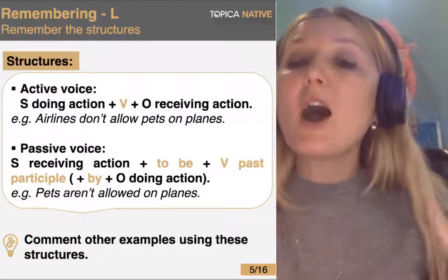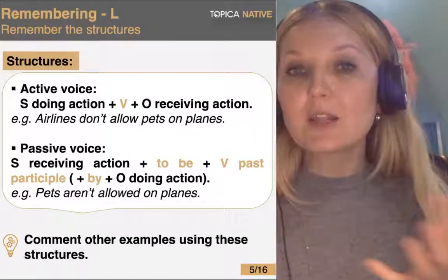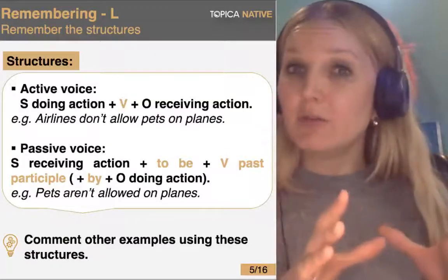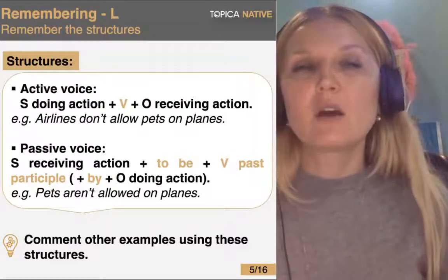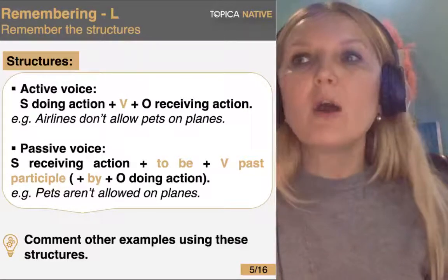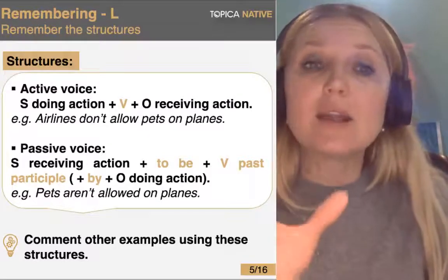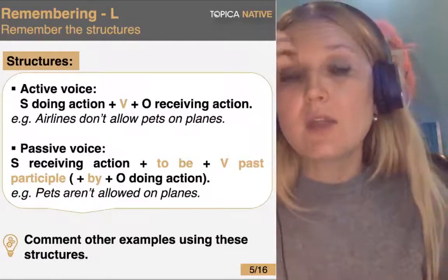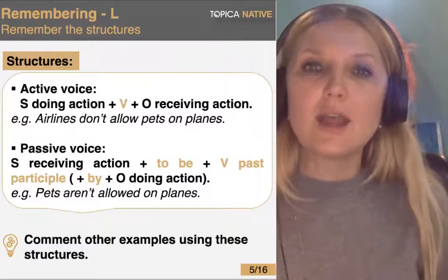Now please think of other examples using these structures, right? For example, I bought the tickets to go to Vietnam. You can say it's an active sentence. You can make it into passive. The tickets were bought to Vietnam, right? By me, you can say by me, by someone, by, and you say the object doing the action. You can say by me, but it's not necessary.